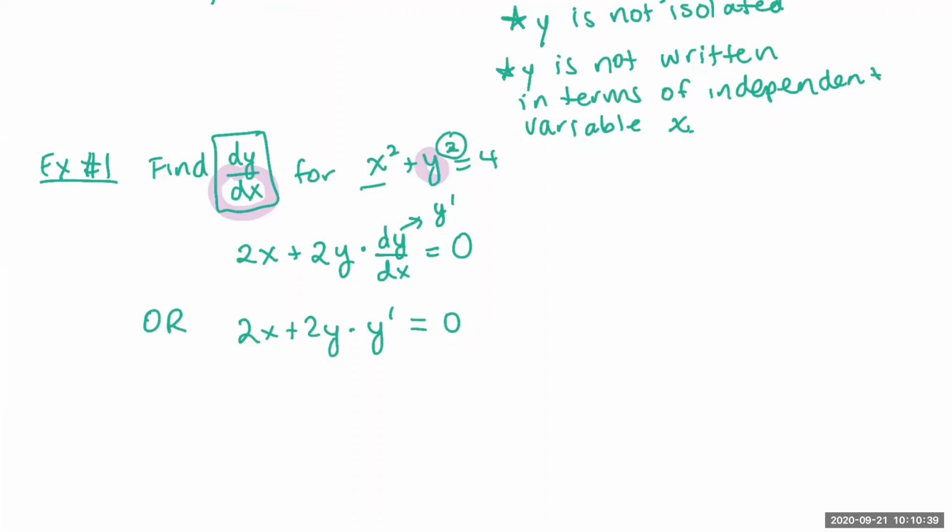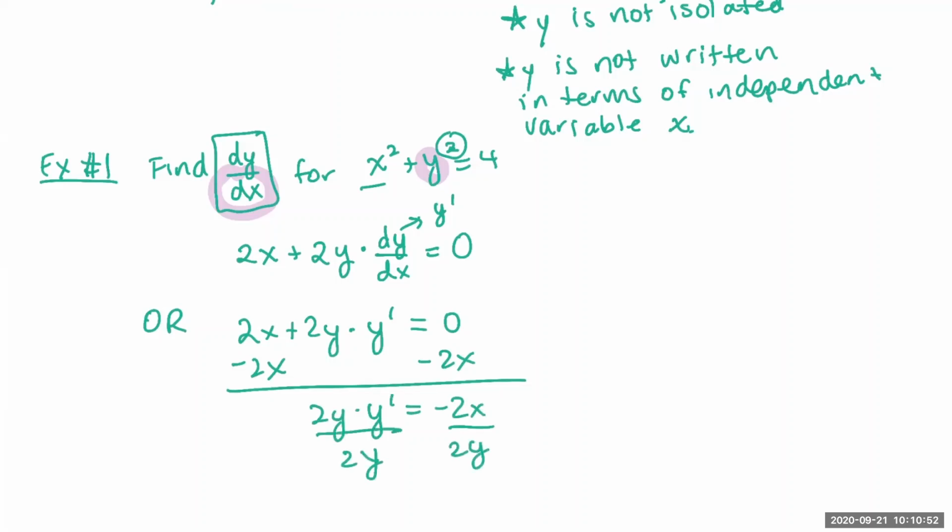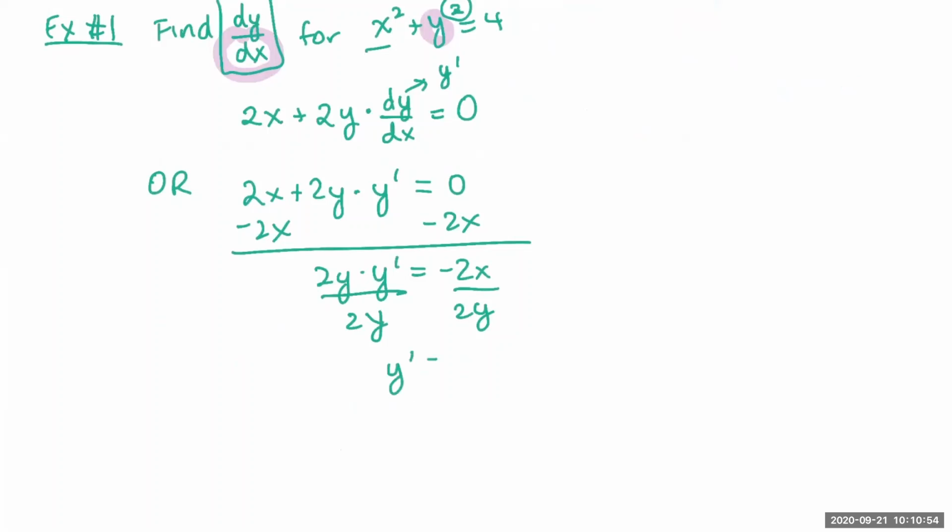So from here, if I were to isolate y prime or dy/dx, I would just apply some algebra skills. So subtract 2x, divide by 2y. Simplify this out a little bit and get y prime equals negative x over y.